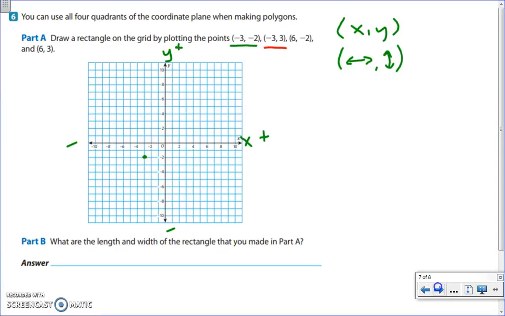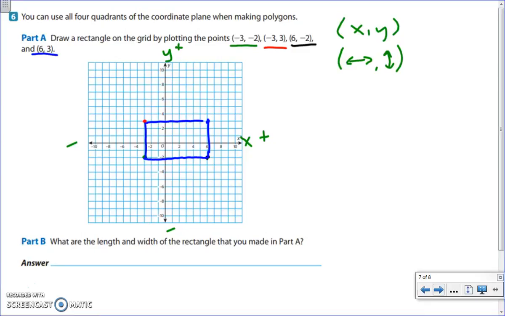Then we have -3, 3, so -3 in the x direction, 3 in the y direction. And then we have 6, -2, so 6 in the positive x direction, -2 in the y direction. And then finally, 6, 3. 6 in the positive x, 3 in the positive y. There's our 4 points, and this represents our rectangle.